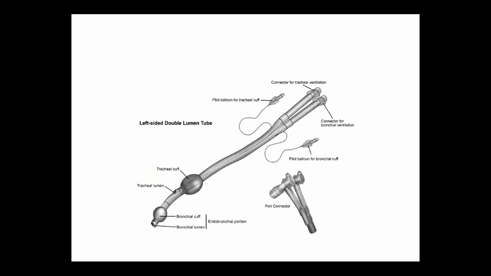Now this is a double lumen tube made of PVC. Always remember, it is disposable and made up of PVC. There are two cuffs. One is the bronchial cuff and the other is the tracheal cuff. The tracheal cuff is above the tracheal lumen.